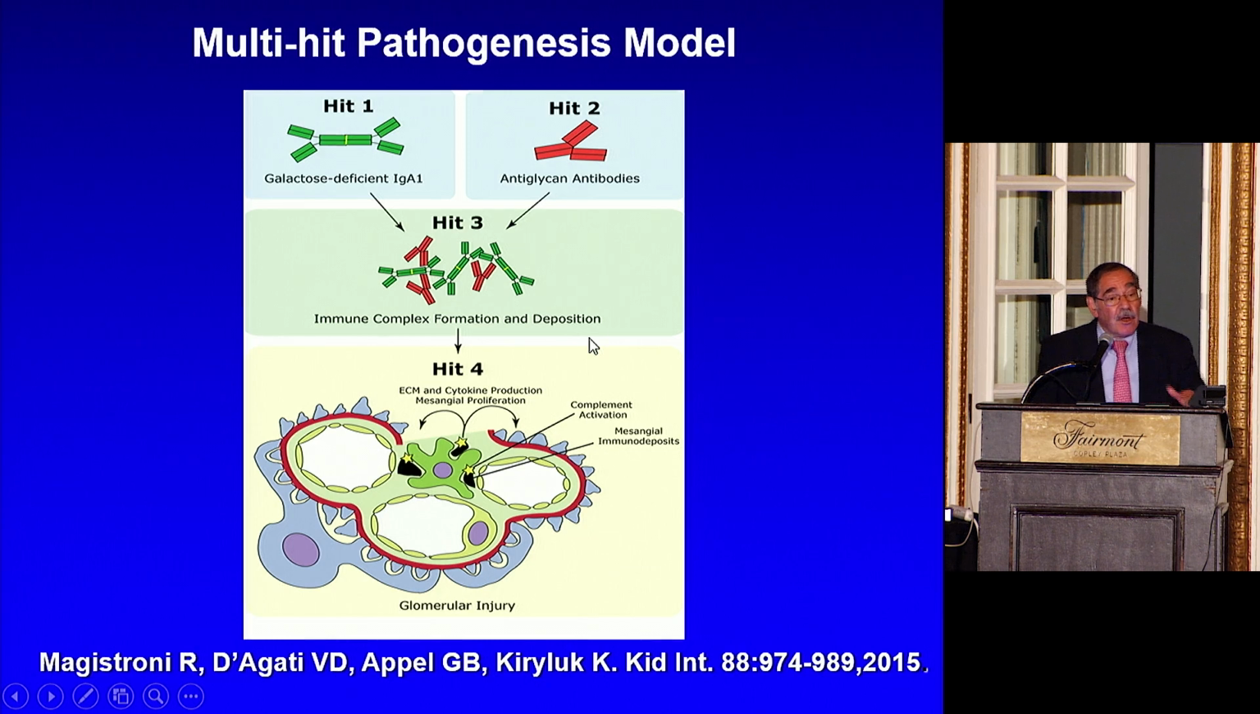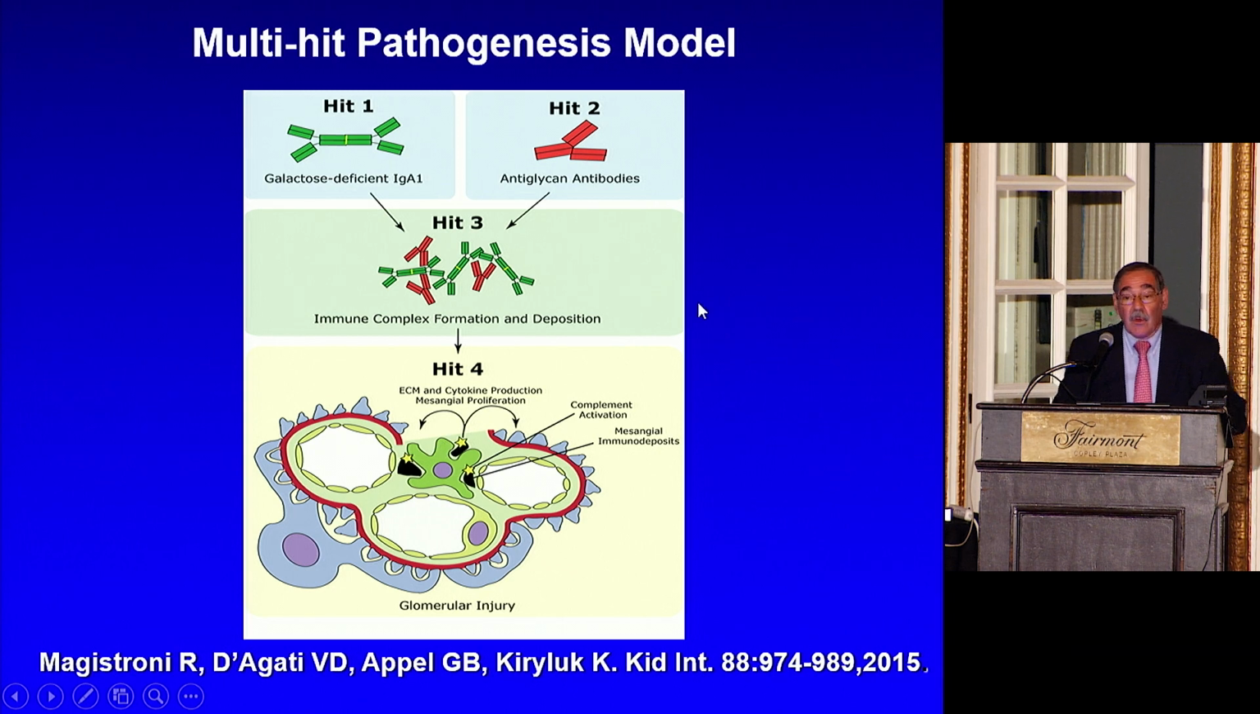So we think the current pathogenesis is people have an abnormal IgA molecule, which is probably genetically defined. They develop antibodies against this. They get antigen-antibody immune complexes, which land in the mesangium. This leads to proliferation, sclerosis, and damage.